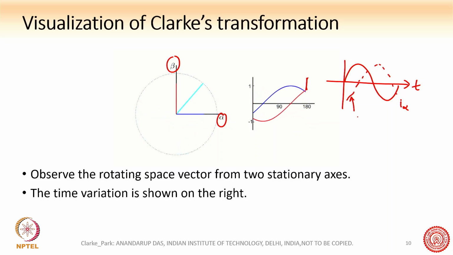This will be I beta, but in space, the beta axis is leading the alpha axis, that is, the alpha axis is lagging the beta axis by 90 degrees. So this is the relation between the space axis and the time axis, which you should observe.